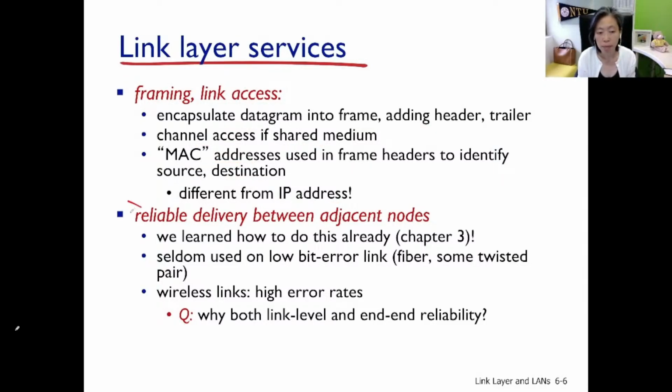The second function is reliable delivery. This function is sometimes not necessary, but sometimes necessary, and it depends on the kind of link we're using. If the link is a low bit error link, such as fiber or twisted pair, generally wired links, we don't see many bit errors. We could let the transport layer protocol, such as TCP, handle those rare bit errors. But for wireless links, we could see potentially high bit errors. Then you might want to implement it again in the link layer. But why? Because TCP can handle it anyway.